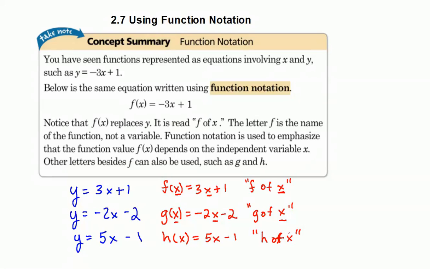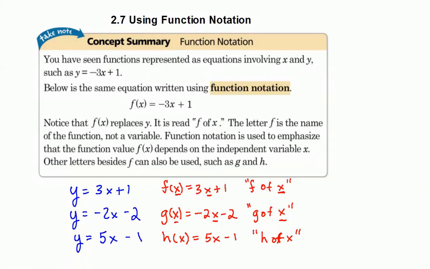The very simple answer as to why we use function notation is we don't want to confuse anybody as to what we're trying to communicate. So instead of saying y, I can say f of x, g of x, h of x. For f of x, I know it's 3x plus 1. For g of x, I know it means negative 2x minus 2. H of x, I know it's 5x minus 1. So I can have 20 functions, and I can just say, oh, I'm talking about function a, so you know it's going to be a of x. Oh, I'm talking about function z, z of x.